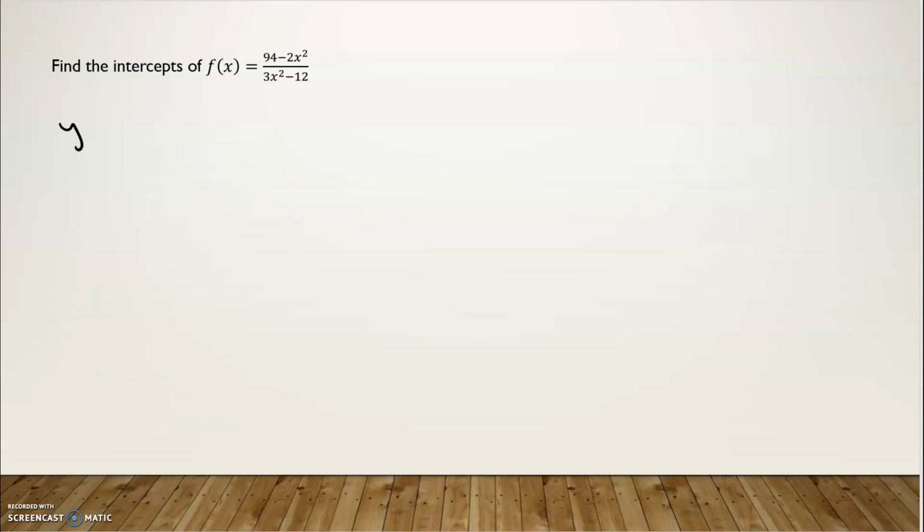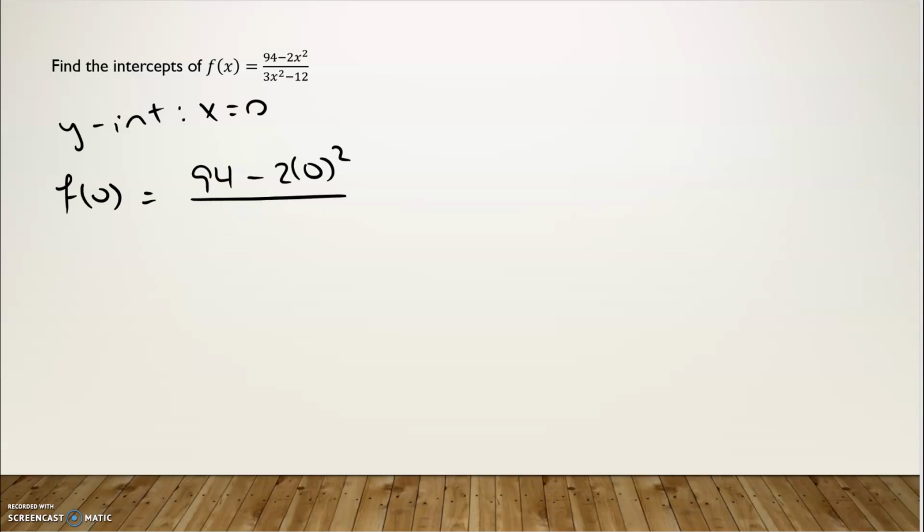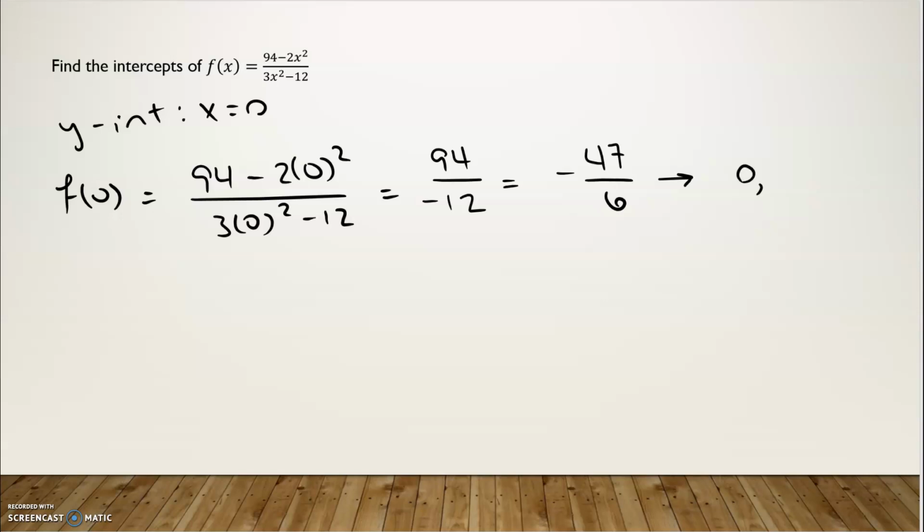Okay, let's look at this one. Y-intercept, and that's going to be 94 minus 2 times 0 squared over 3 times 0 squared minus 12. So that's going to be 94 divided by -12. Now I can take a 2 out of both of these, and I'm left with -47 over 6. So that would be 0, -47 over 6 for my y-intercept.